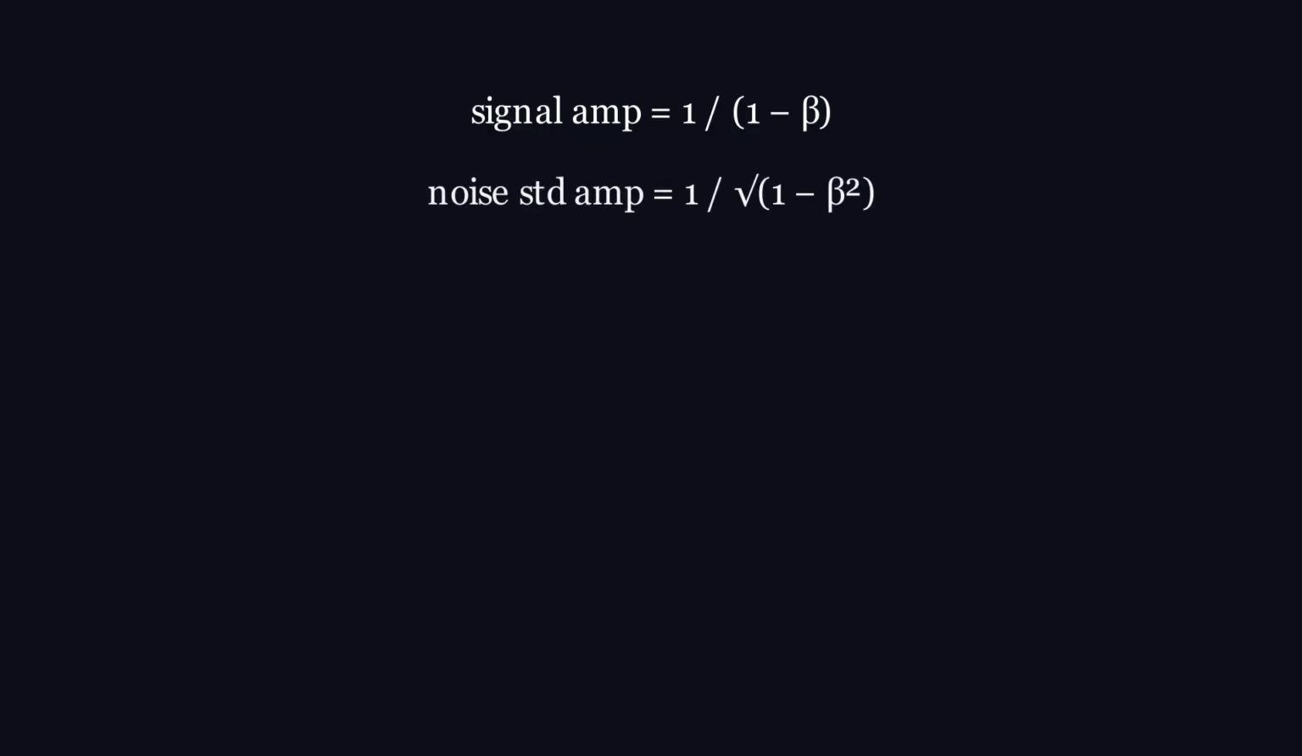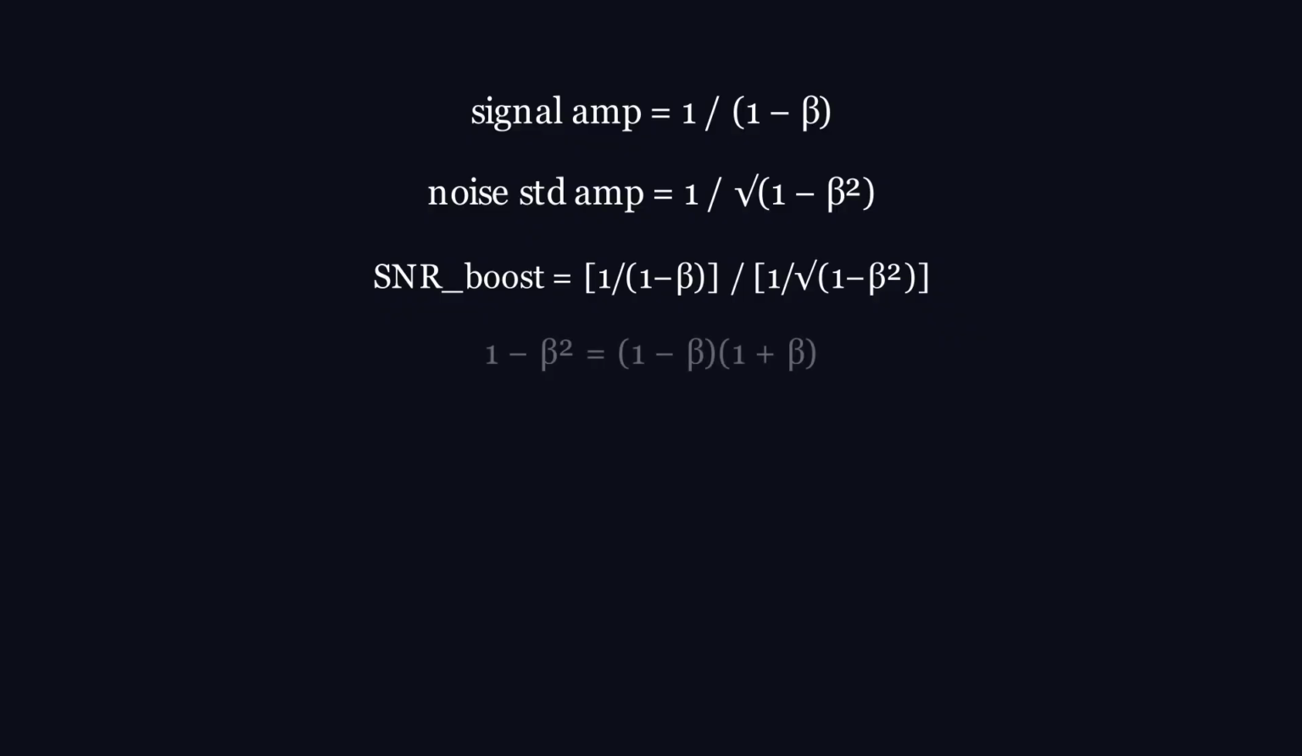In general, the signal amplification is 1 over 1 minus beta, and the noise standard deviation amplification is 1 over the square root of 1 minus beta squared. The SNR boost is signal amplification divided by noise amplification: 1 over 1 minus beta, divided by 1 over the square root of 1 minus beta squared.